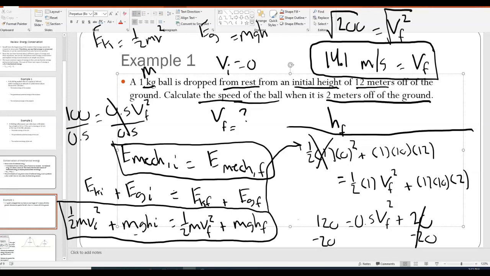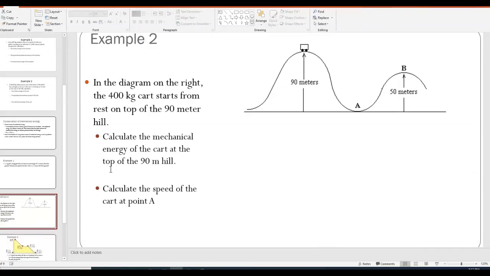Okay, so I'm going to erase this. Example 2. Now, example 2 says, in the diagram on the right, the 400 kilogram cart, okay, so there's the mass, starts from rest on top of the 90-meter hill. Okay, so in other words, right here, it is at rest. That means I can label V initial 0.